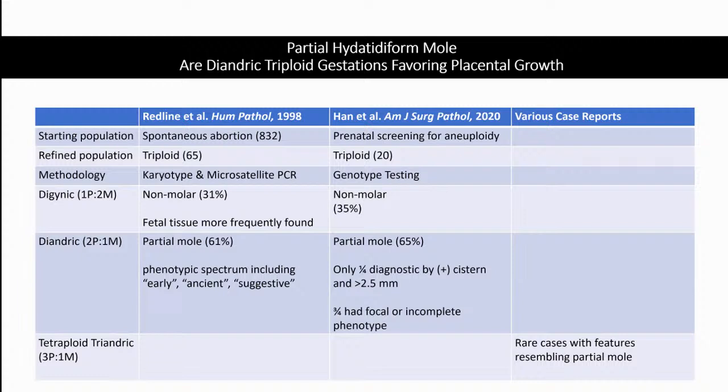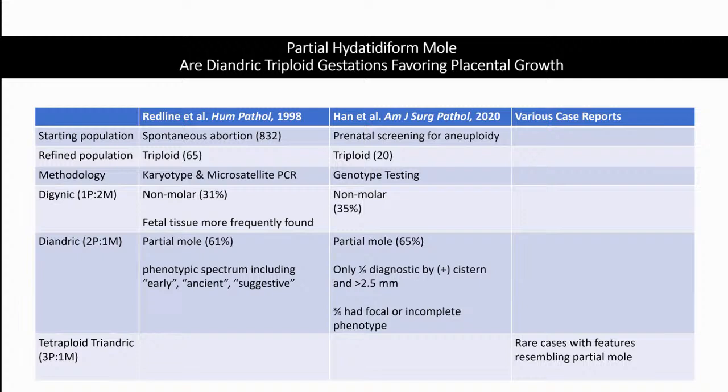Their study was interesting because when they looked carefully, only a quarter were diagnostic by having the presence of cistern currents and villus enlargement greater than 2.5 millimeters. So if we're really stringent in this diagnostic way, we're missing three quarters of our cases because they have focal or incomplete phenotypes. And the implication of that is if we're missing cases, they're not having bad outcomes. So missing them is not necessarily a terrible thing, particularly in the era when these patients were placed on OCPs and carefully followed with HCG, so they couldn't get pregnant, and fertility was delayed.